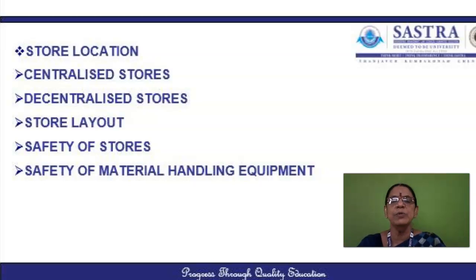Let us now see the principles of good store location and layout. What are the basic points to be noted in the case of store location and layout? First is economy in cost of transportation. The location of a store building or a storeroom has a bearing on the cost of transportation. The store location should be such that unnecessary material handling cost is avoided.